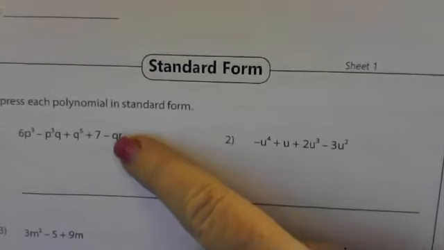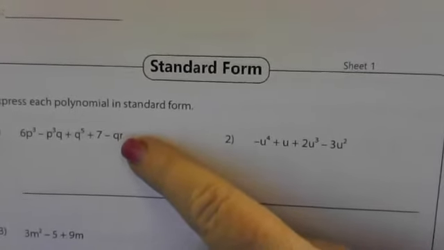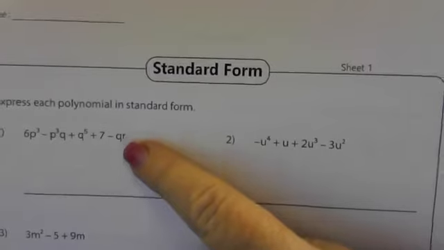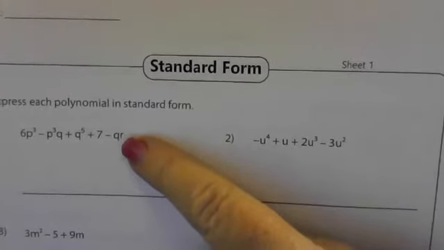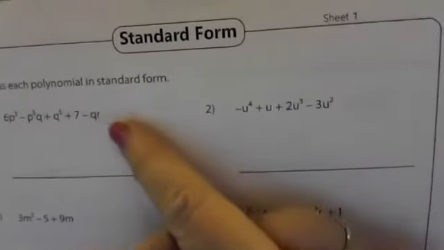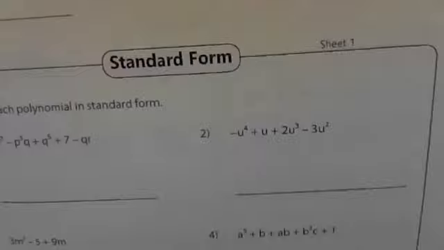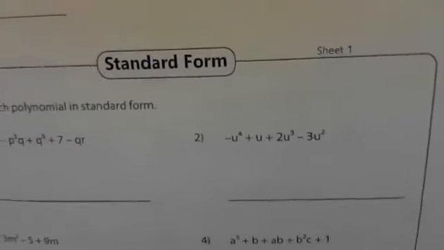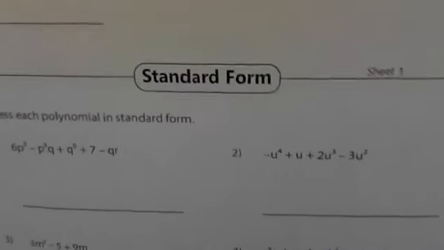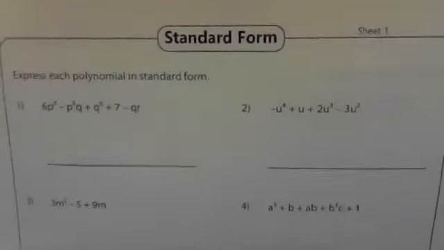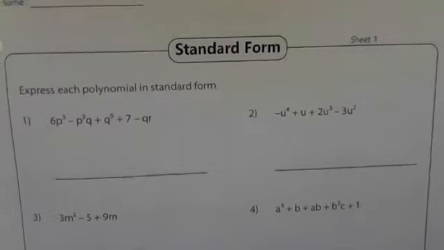2, because there's a 1 on the Q and a 1 on the R. So the degree there is 2. Then you will put this in order according to the largest degree, next largest degree, next largest degree, all the way down to the 7, which will be the last one. Constants go last because their degree is 0.